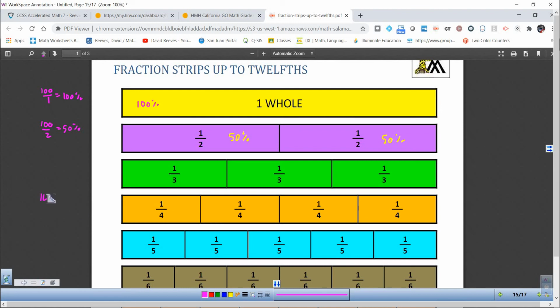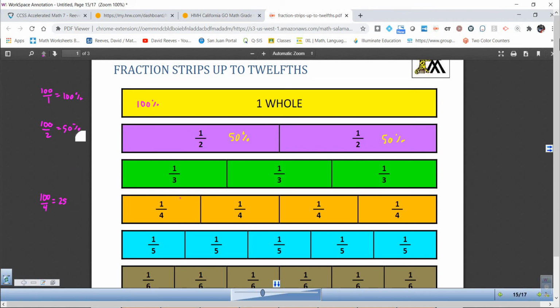I'm going to skip thirds here just for a minute and go to fourths. We'll come back to thirds. 100 divided by 4 is what? 25. So that means that a fourth is 25%. Each one of these is 25%.